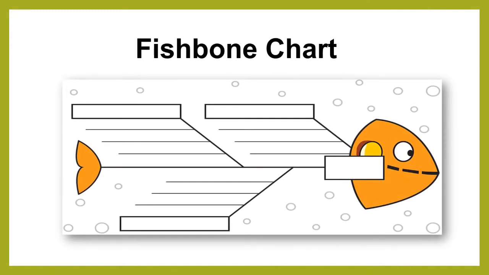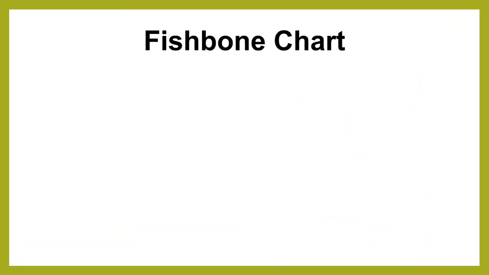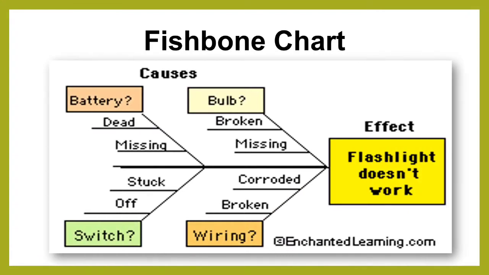And in cause and effect, we can use the fishbone chart. Here is an example. We had the example a while ago. So this is now the effect. Flashlight doesn't work. Now we have here the causes. The battery, is it dead, missing? Bulb, is it broken, missing? Switch, is it stuck or off? Wiring, is it corroded, broken? And if these are the causes now, the effect would be flashlight doesn't work.